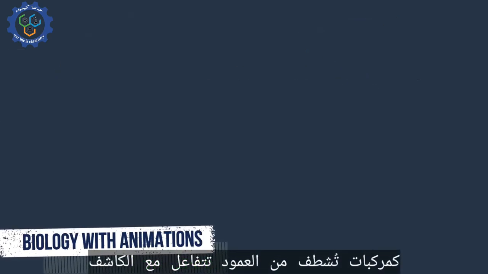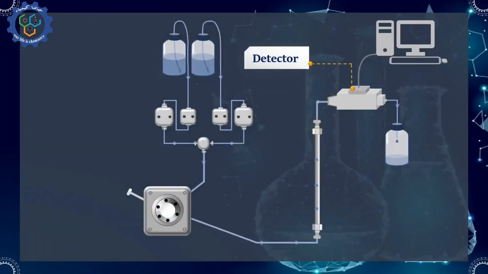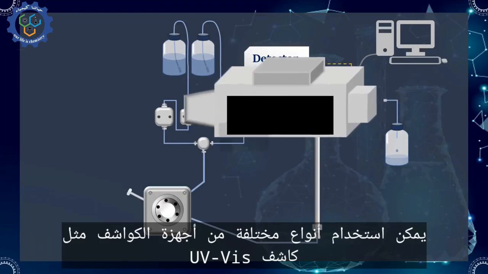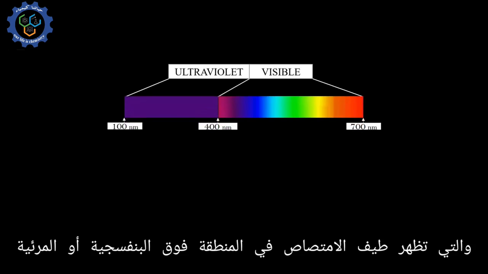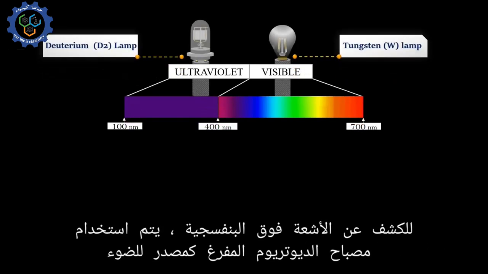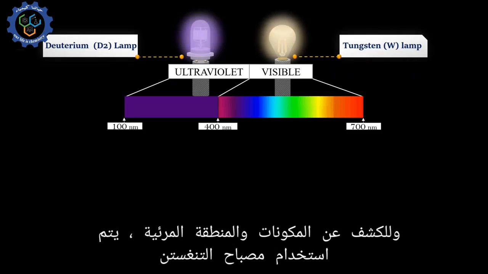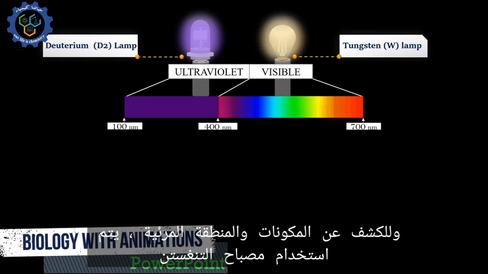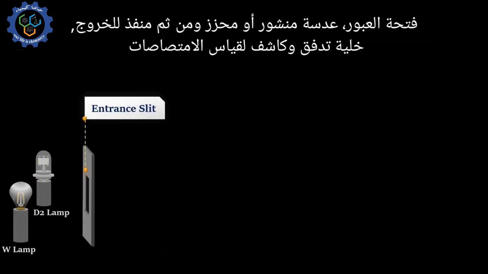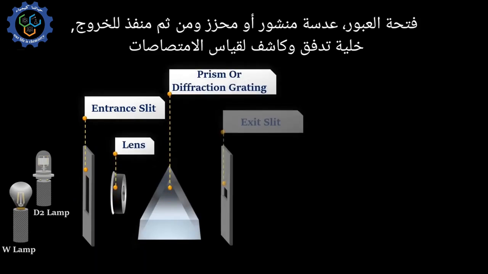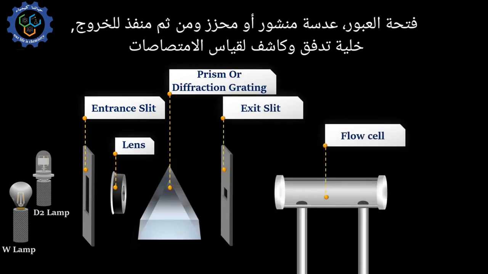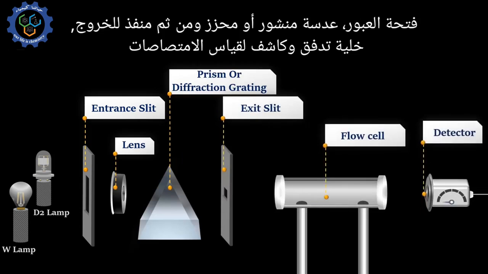As compounds elute from the column, they interact with the detector. Different types of detectors can be used, such as the UV-vis detector, which shows an absorption spectrum in the ultraviolet or visible region. For UV detection, a deuterium discharge lamp is used as a light source, and for components detection in the visible region, a tungsten lamp is used. In a UV-vis detector we can also find an entrance slit, lens, prism or diffraction grating, exit slit, flow cell, and detector for absorption measurements.